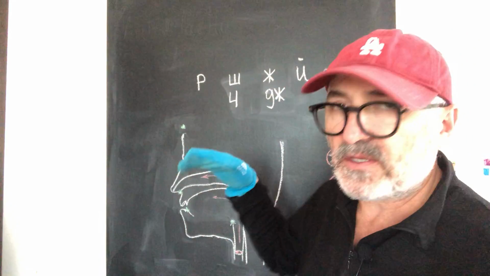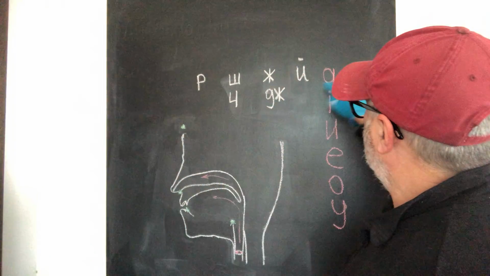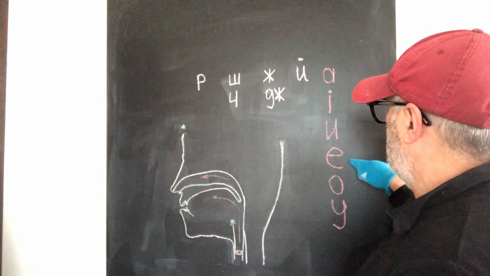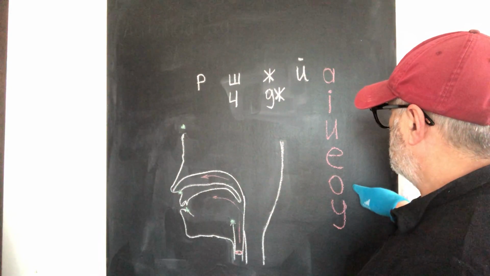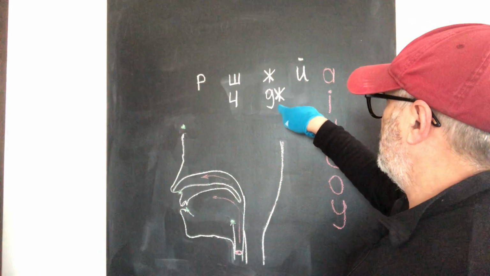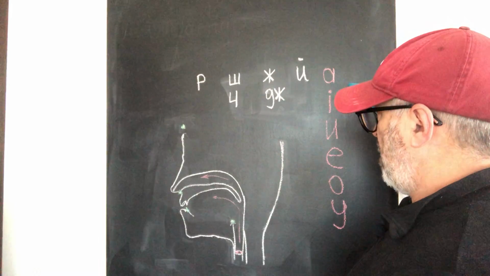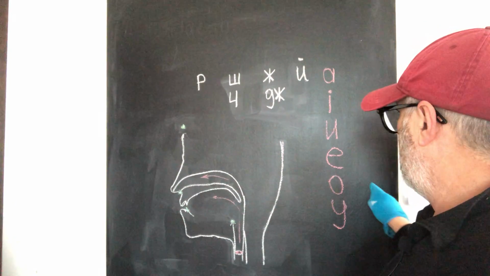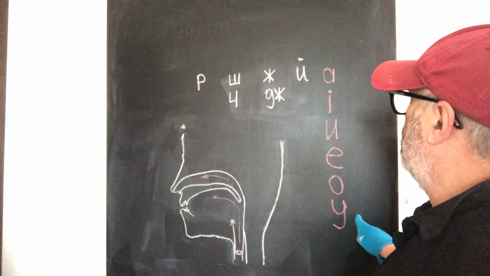I pronounce, and you please repeat after me. Ja, ji, je, je, jo, ju. Now it's with j. Ja, ji, je, je, jo, ju.